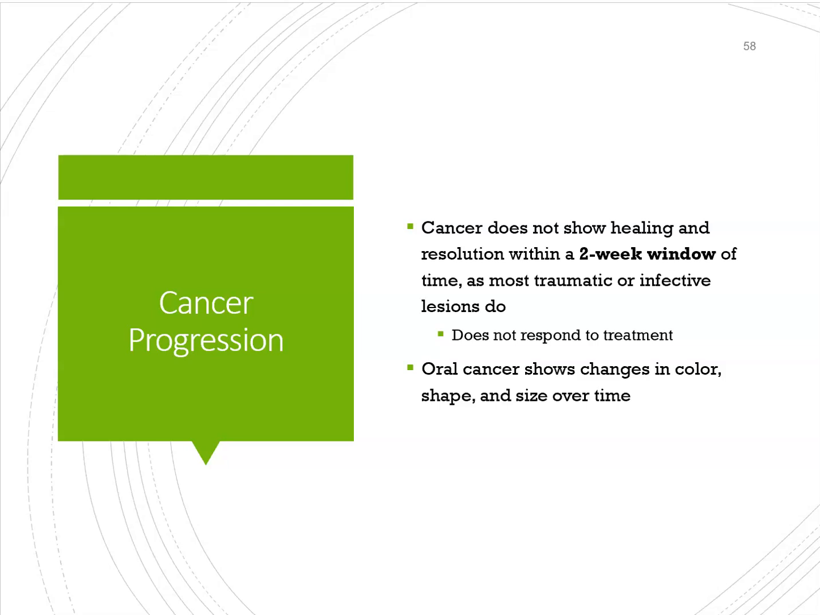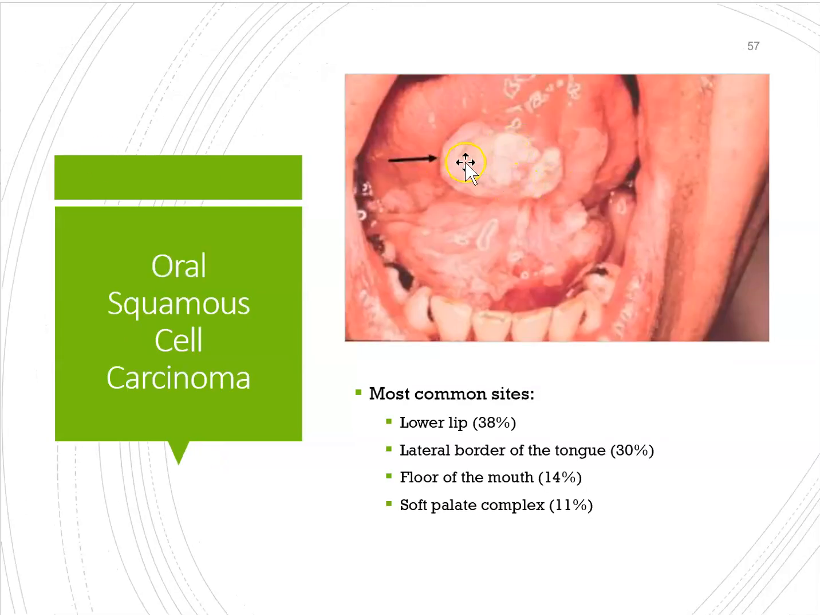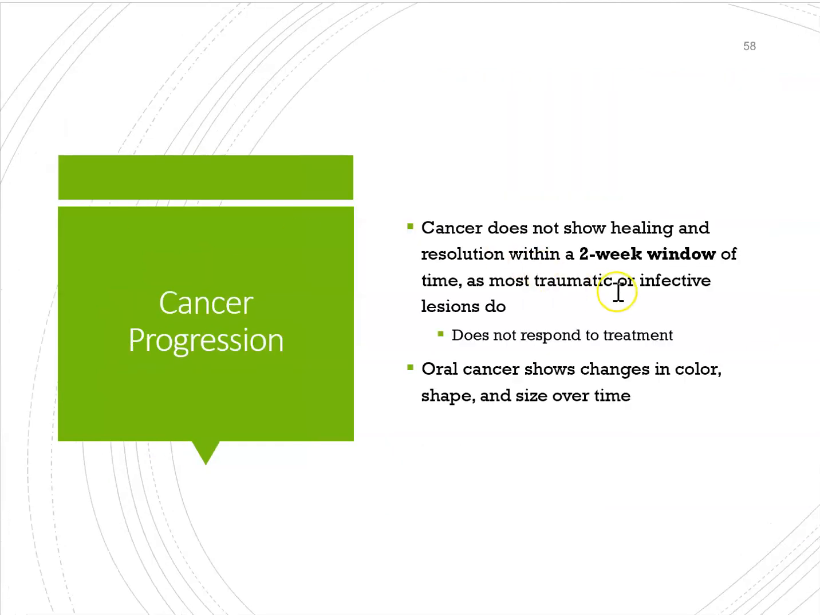What's really important is if you see a lesion. This is a lesion I would be concerned about, but let's say there was a small lesion, like right here. This is where you would ask them to come back in 2 weeks. When they come back, you want to see if it has increased in size, or changed in color or shape over time. 2 weeks is when you want them to come back, because if it did not heal in 2 weeks, then that's a sign that it could be cancer.